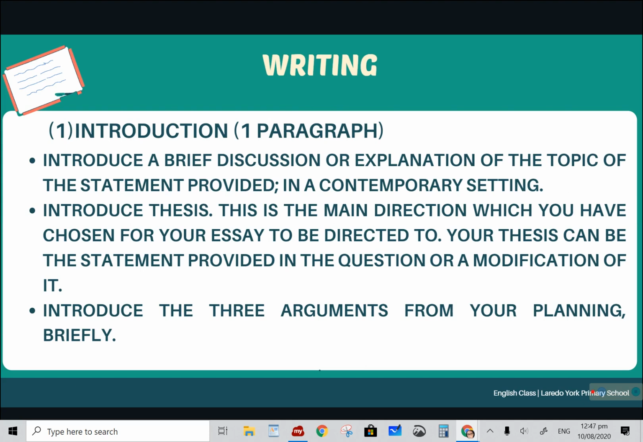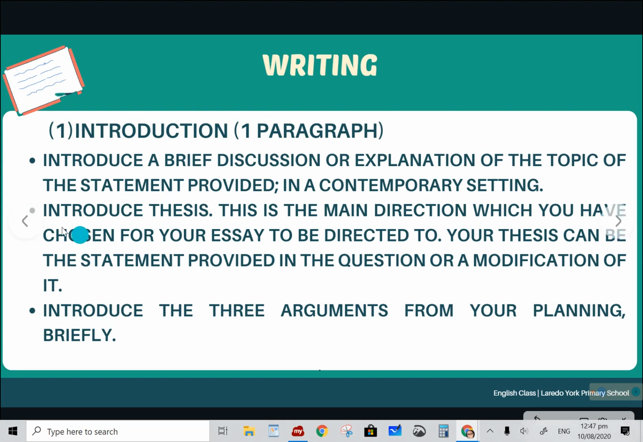Okay? Now, sentences does not mean lines. Lines and sentences are 2 different things. So a sentence can be made up of more than 1 lines. So you are to write 2 sentences. The second thing that you are supposed to have in your introduction is to introduce your thesis. Now, do not be afraid of the word thesis. A thesis in an essay would basically mean the main direction which you have chosen for your essay to be directed to. Your thesis can be the statement provided in the question or a modification of it.